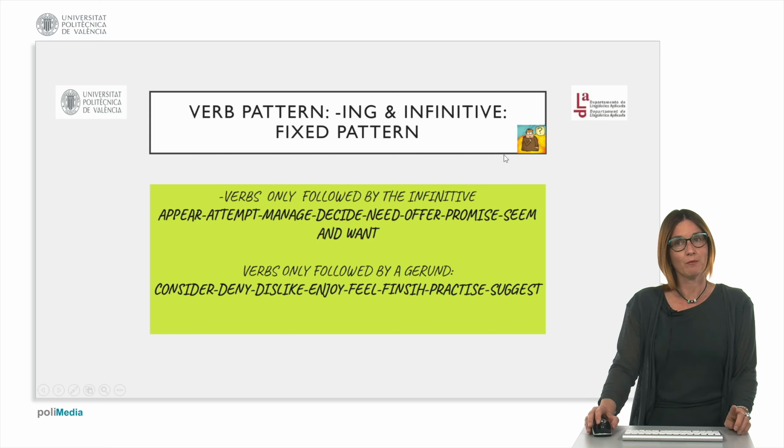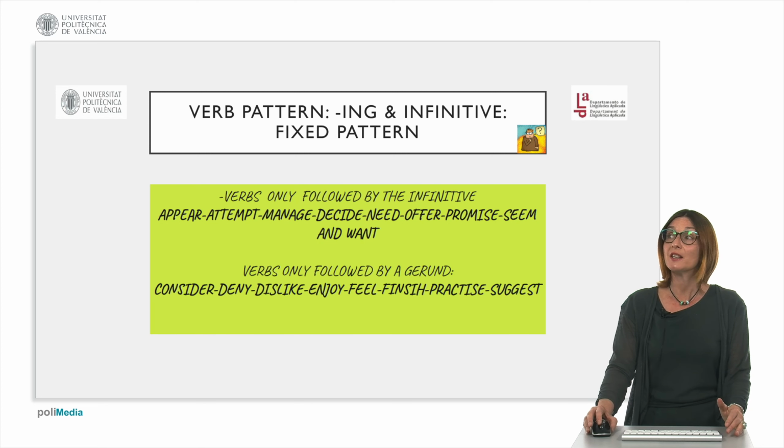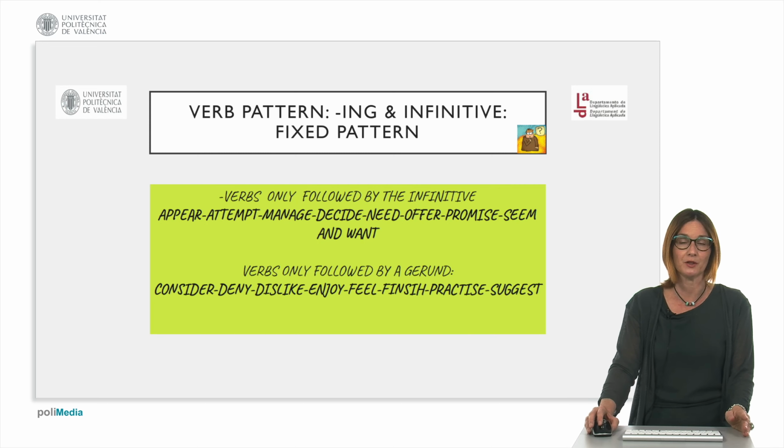Right. Now you also need to remember that in English there are some verbs which are only followed by one of the patterns. Let's say that they have a fixed pattern. We have a group of verbs that are always followed by the infinitive, and these verbs are appear, attempt, manage, decide, need, offer, promise, seem, and want. What you have to do is just learn them by heart and practice them a lot, because they're always followed by the infinitive. Then there is another group of verbs always followed by a gerund. Those are consider, deny, dislike, enjoy, feel, finish, practice, and suggest.